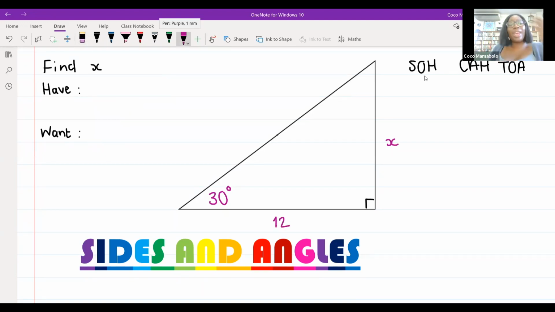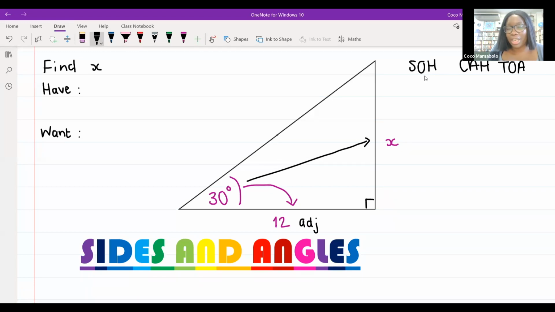Okay, now we have to think about this. I've got my angle, and the side right next to my angle, what is this side called, guys? Tell me in the chat. It's called my what? Good. It's my adjacent side. Yes, I see you. Beautiful. And then all the way over there, that other thing that they want me to get, that is my opposite side.